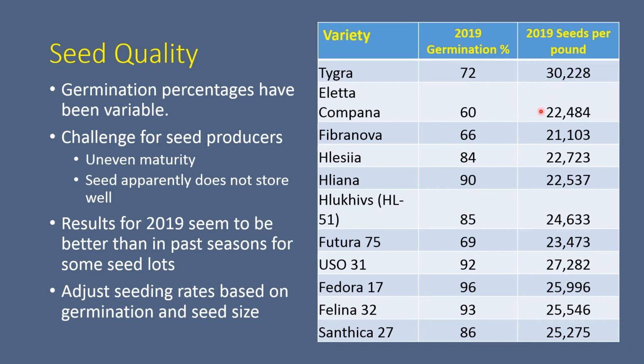Also, as you can see, there is some range of seed sizes. For example, this is a seed that's relatively small, so there's a lot more seeds per pound. If you're shooting for a specific plant population, you can adjust the pounds per acre of that seed based on the germination and the seed size relative to other size seeds. So that's one way we can kind of dial in those rates.